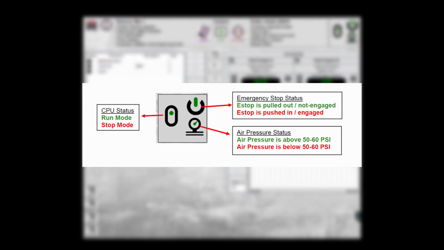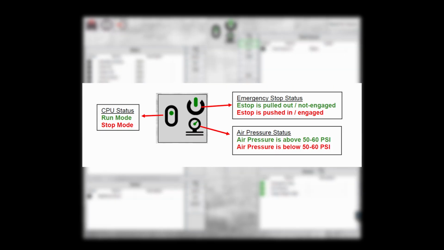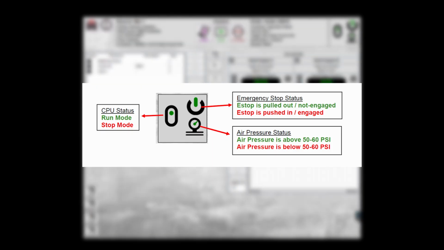If the CPU icon is red, this means that the touchscreen is not communicating with the CPU in the main panel. Verify that the panel is powered on. If it is, access the panel that houses the CPU and confirm that the CPU itself is powered on. If the CPU is not on, check that the circuit breaker has not tripped.